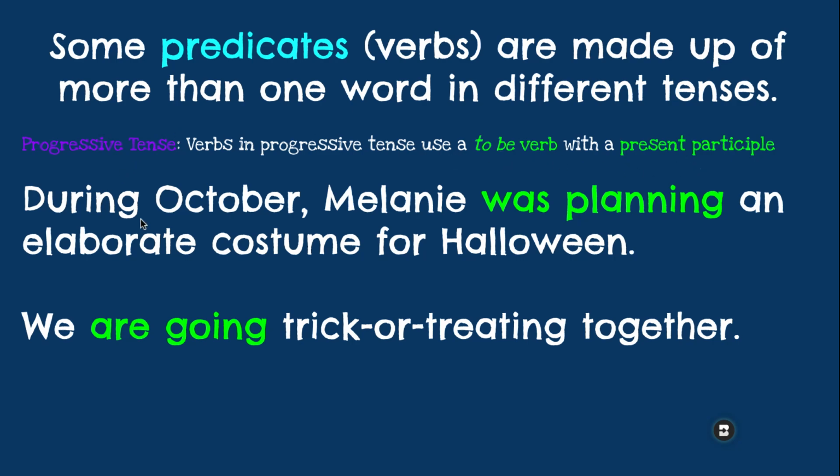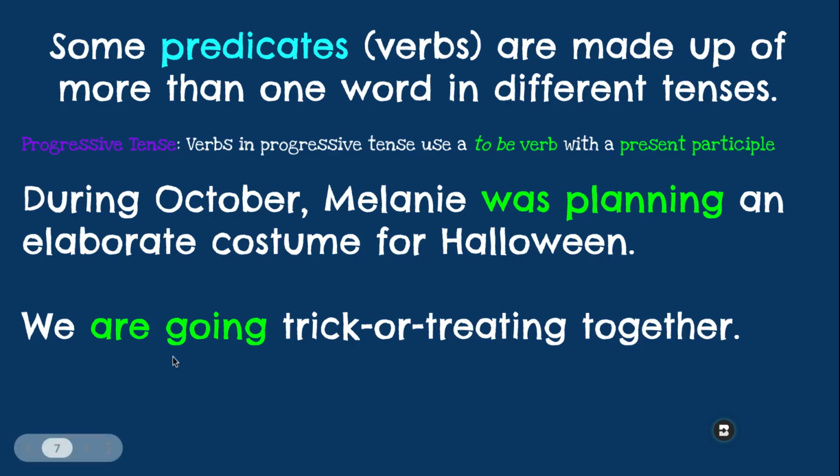For example, during October, Melanie was planning an elaborate costume for Halloween. Notice that the action sounds like planning, but to include the complete verb phrase, we want to make sure that we also include the was with it. So was planning would be the action that Melanie is doing.